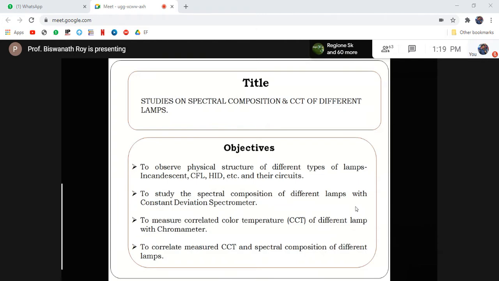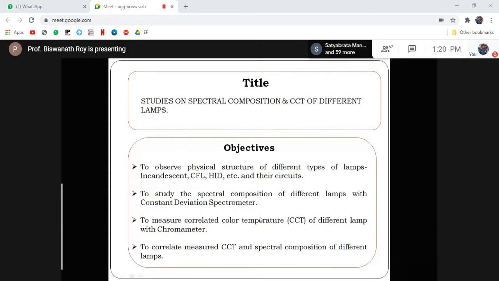So these are the following objectives: to observe the physical structure of different types of lamps, CFL, which stands for compact fluorescent lamp, and HID, which stands for high intensity discharge lamp, and their circuits; to study the spectral composition of different lamps with a constant deviation spectrometer; to measure correlated color temperature, henceforth we call it CCT, of different lamps with a chromometer; and to correlate the measured CCT and spectral composition of different lamps. So these are the 4 objectives of the experiment.